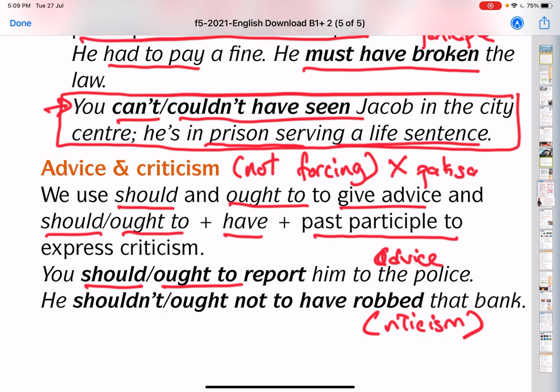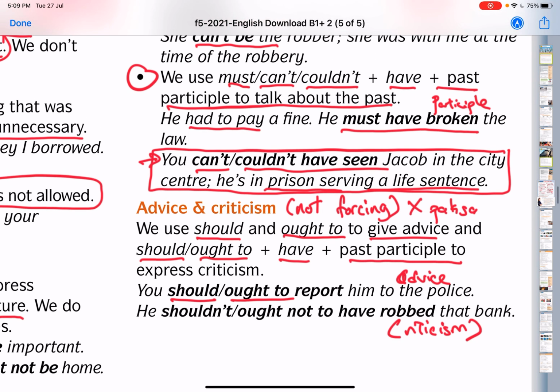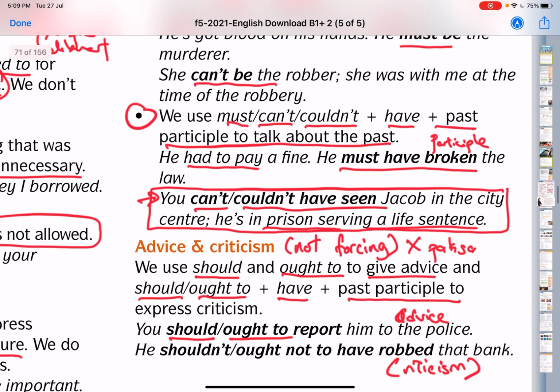Okay, so you would need to read your grammar notes, the back of your textbook, for more explanation. So if you don't understand, please ask me.